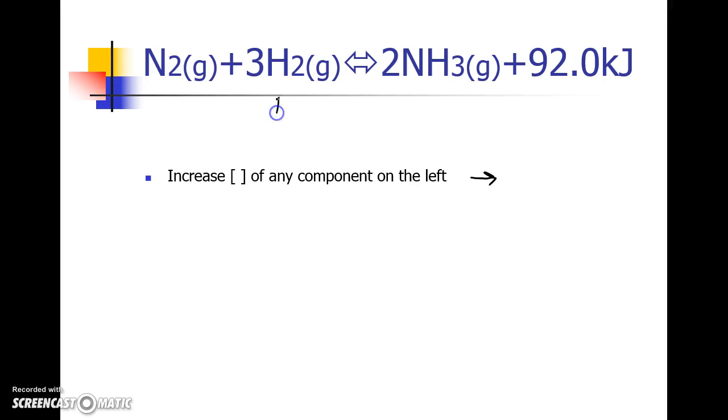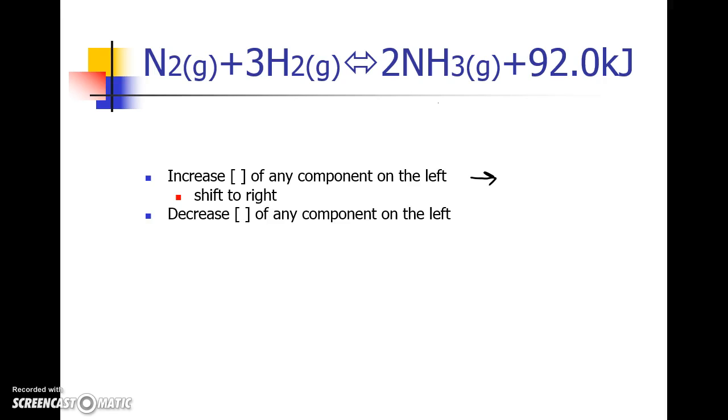If we were to increase H2, same thing would happen. It would shift away from that stress, the NH3 would go up, the heat would go up, and the N2 would go down because it would be consumed in the process of making the NH3. So what we're looking at in that case is a shift to the right.